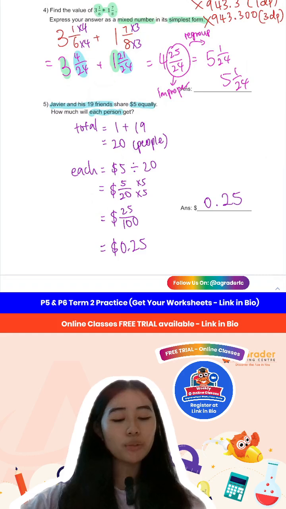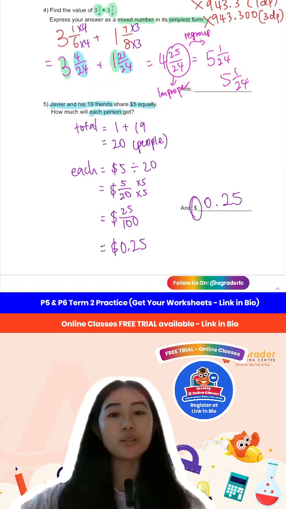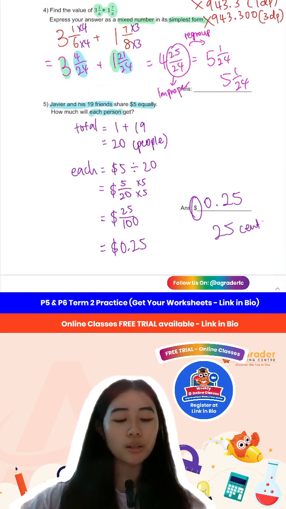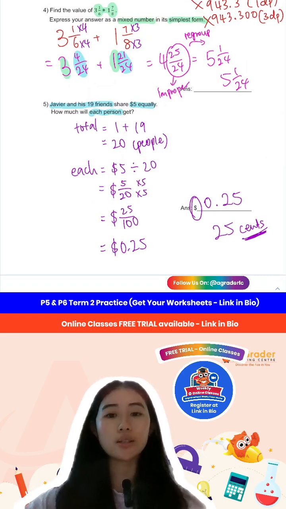Okay, so please take note of the unit. This is in terms of dollars. Okay, so some of you write 25. That's not correct because the units is not cents. The unit is in terms of dollars.